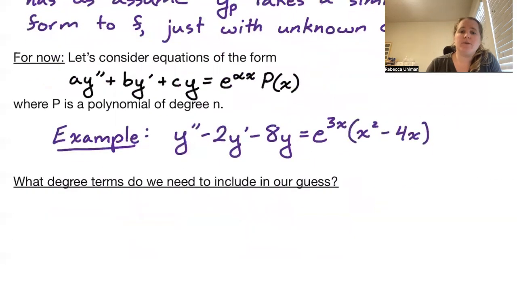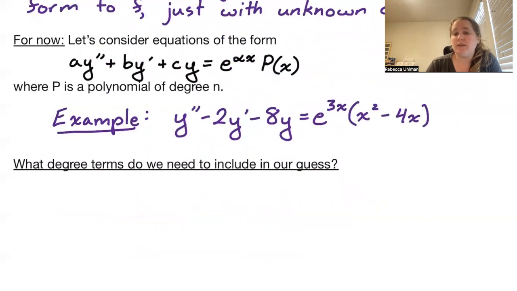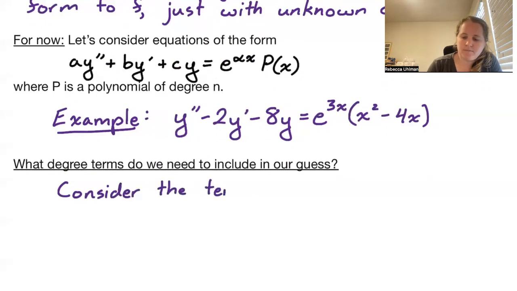The question becomes, what degree terms do we need to include in our guess? So in our example, we just had an e to the 3x times x squared term and an e to the 3x times 4x term. Do those terms alone work, or do we need to include others? So let's just consider the term e to the alpha x times x to the k.